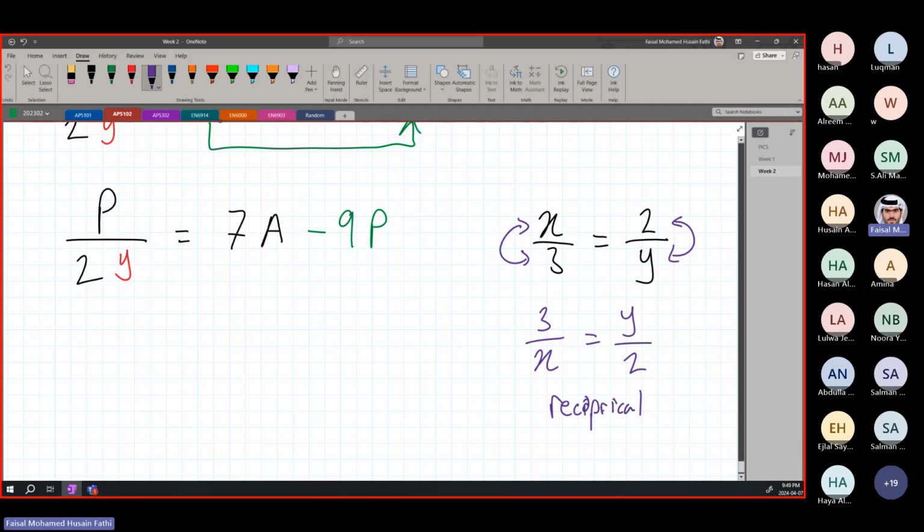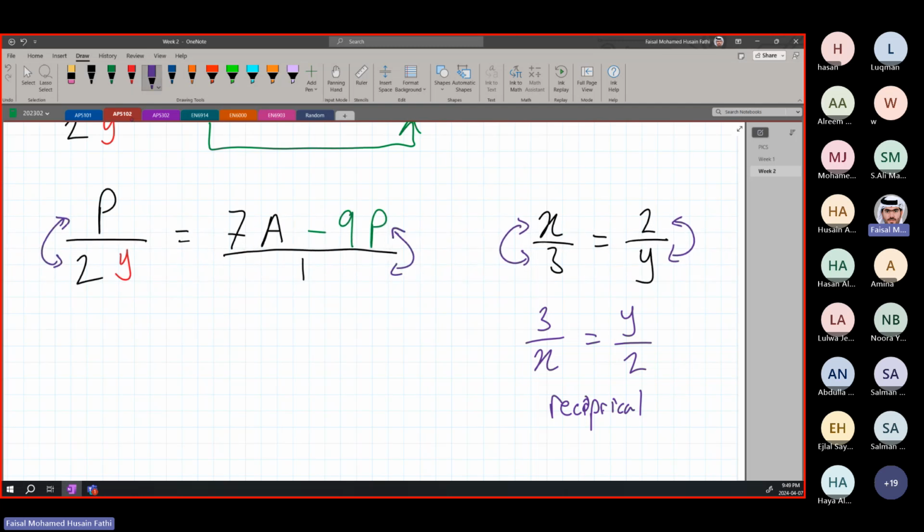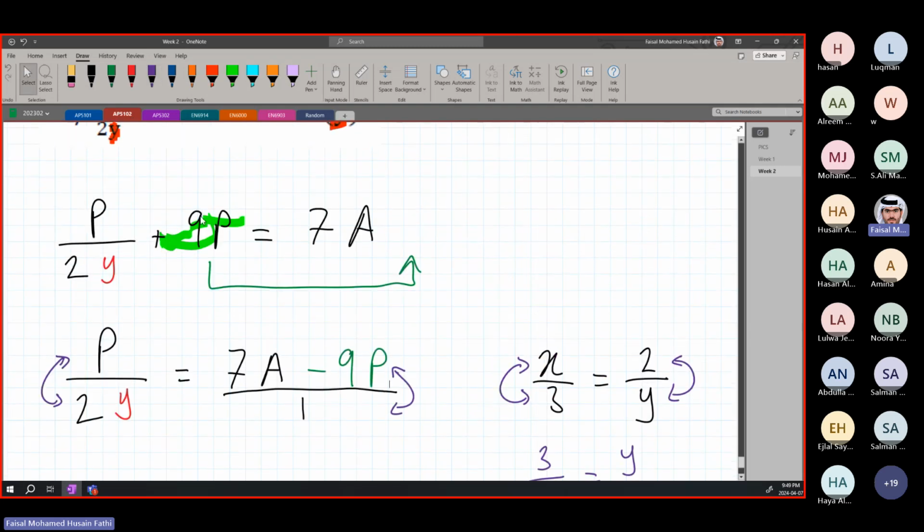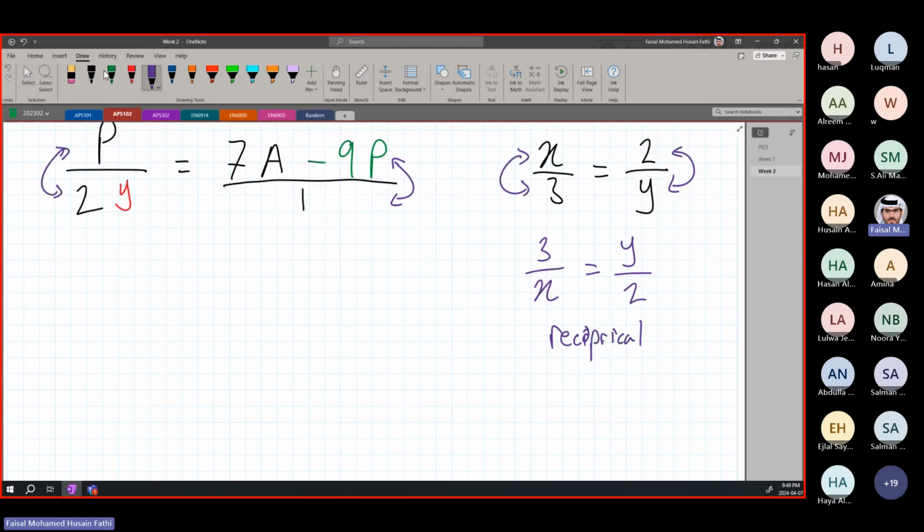Reciprocal. So this is what we're going to do here. It's as if this is all over 1. Remember, when there is no denominator, it's the same as saying it's divided by 1. But we're going to do the exact same thing. We're going to flip these two sides, but make sure you do this after you get rid of all the pluses and minuses around it. Otherwise, you would not be able to solve for it.